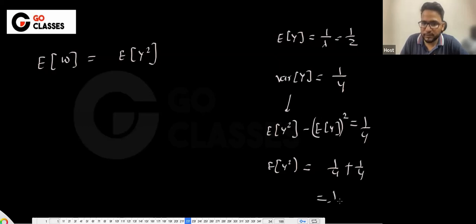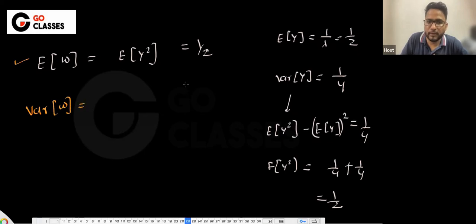No? This is 1 by 2. Were you people able to solve it? This was 1 by 2. Okay, great. So now let's just find out the variance of W. It will be, I think, 1 upon lambda square. So it will be just whole square of this. So it is 1 upon 4. Okay.